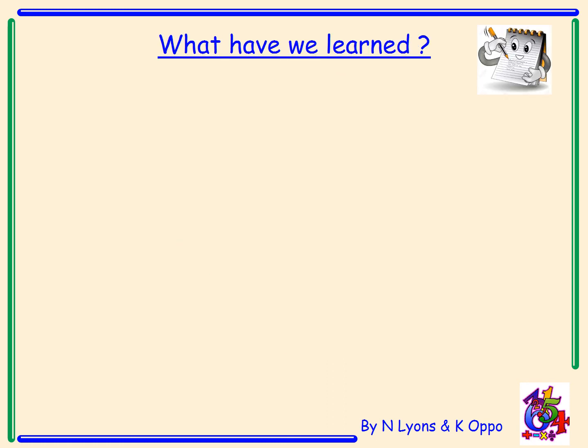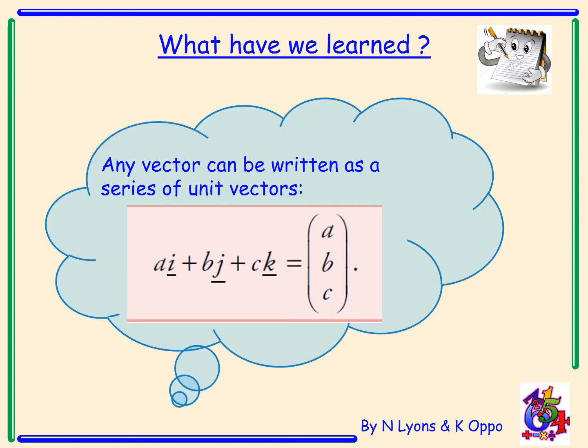So what have we learned today? Well, we've learned that any vector can be written as a series of unit vectors. ai plus bj plus ck equals the vector with components a, b and c. Now remember the note taking says take time to jot this down into your jotters.